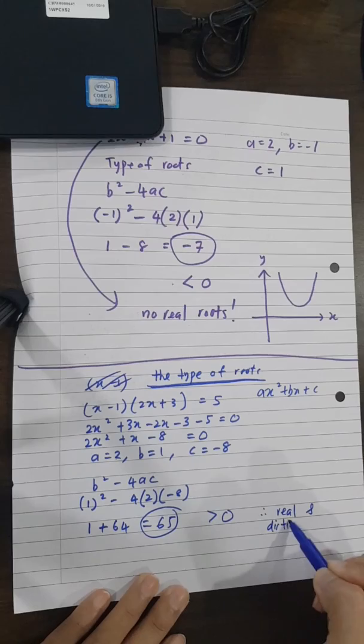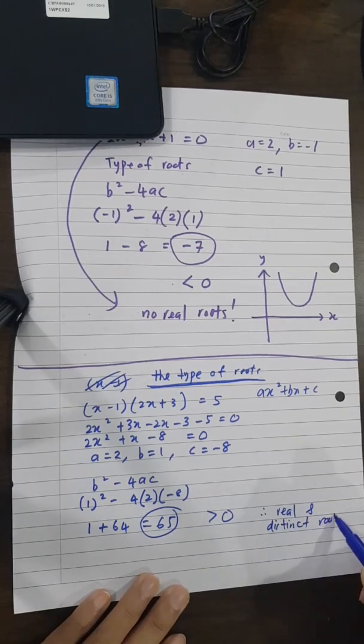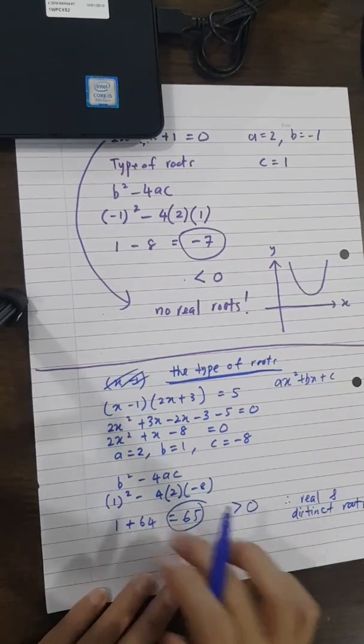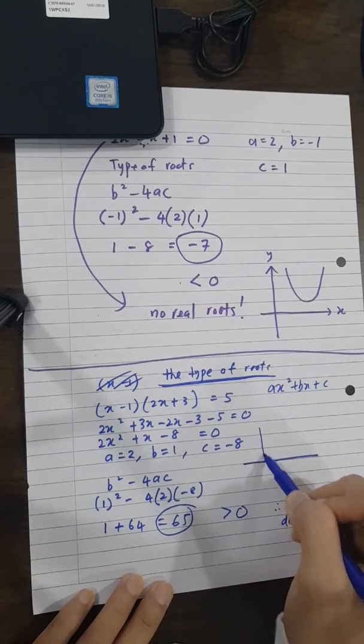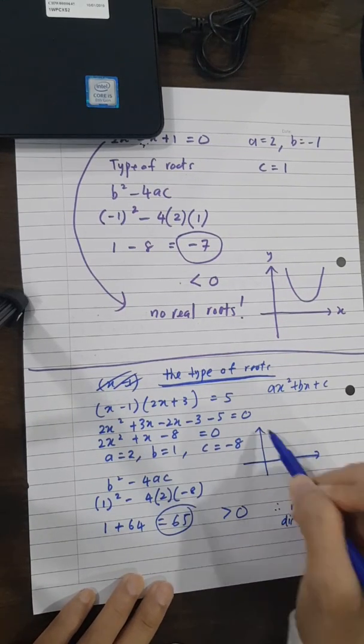Okay, distinct actually means different. So real and different roots means if you want to draw this graph, it will touch your x-axis.